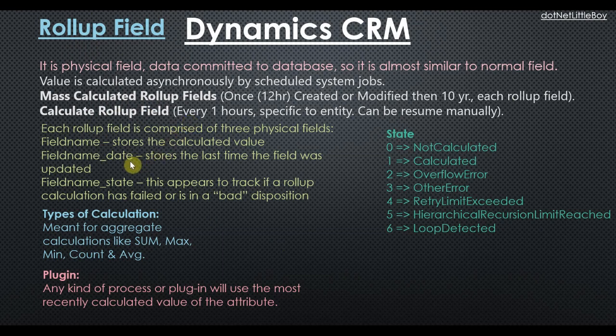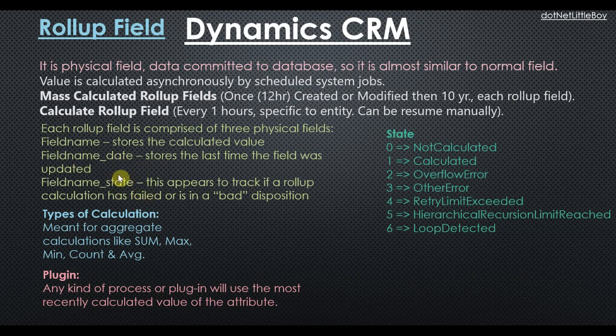Now, how is the Rollup field designed? When we create a Rollup field, three components are involved. One is the field name. When creating the Rollup field, we give the name of the field where the actual data will be stored. Then we have another field, the date, which indicates when the field last calculated the data. That detail is stored in field name underscore date.